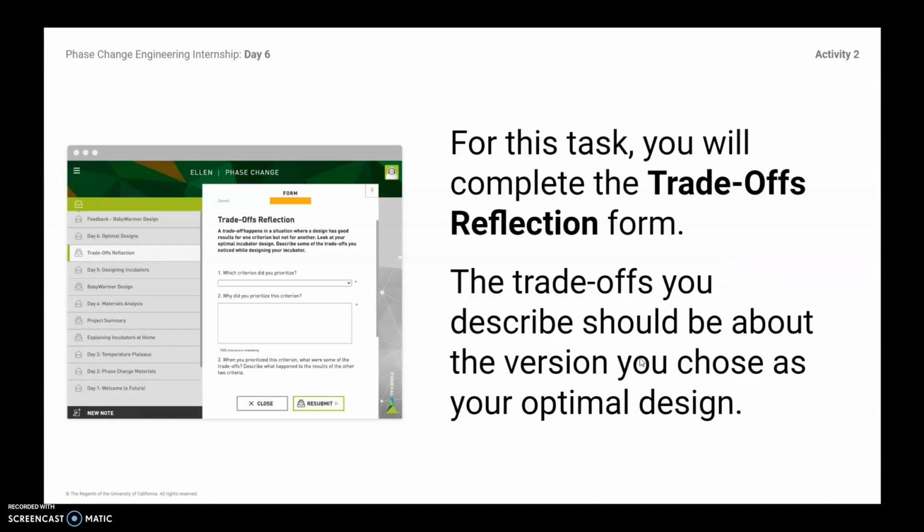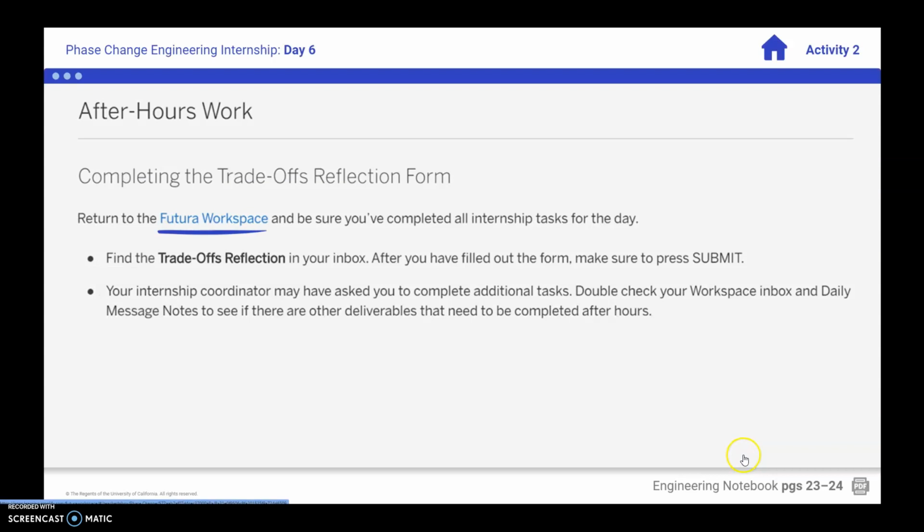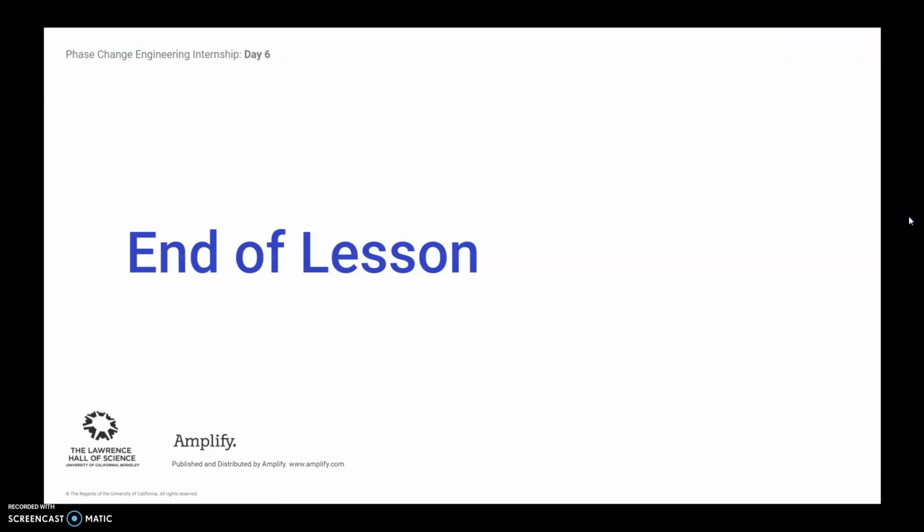All right, we're going to jump into after hour work. So for this task, you will complete the trade-off reflection form. And this is on the digital platform. I believe you also have this one in your packet. We're going to have to look and see. But the trade-offs you describe should be the version that you chose as your optimal design. So which one is your optimal one that you chose? So you're going to hop back into the future workspace and complete the trade-off reflection that is in your inbox and click submit. All right, and that's the end of this lesson.